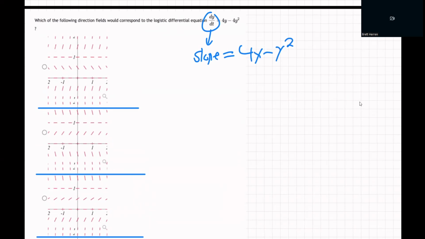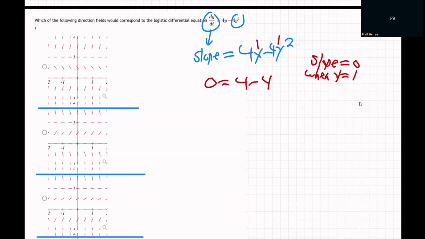And notice when y equals 1, put in a 1, put in a 1, slope will be 0. Oh, no, wait, sorry, there should have been a 4 here. There we go. 4 minus 4 is 0. So the slope equals 0 when y is 1. When you're at height 1, the slope is 0.